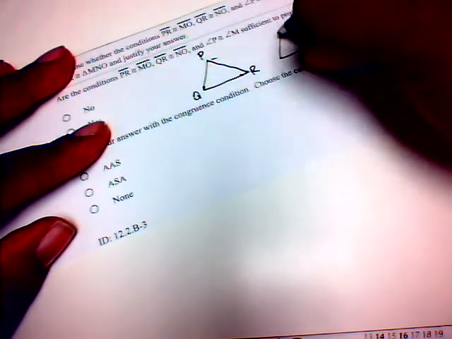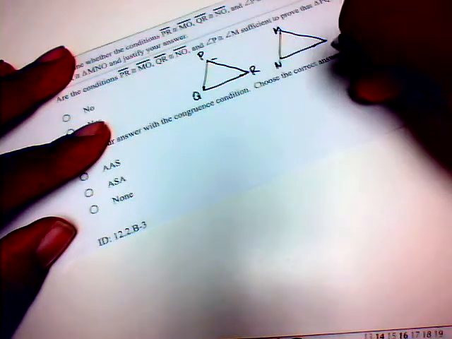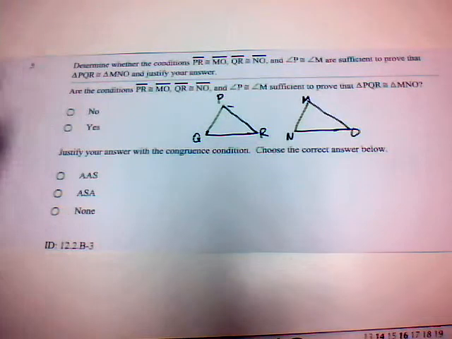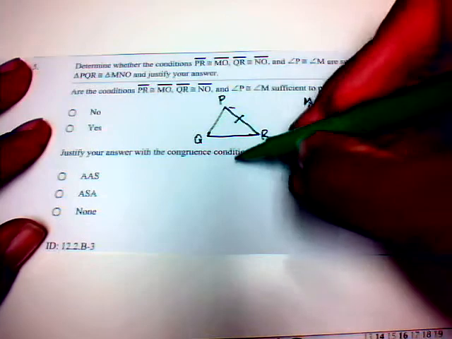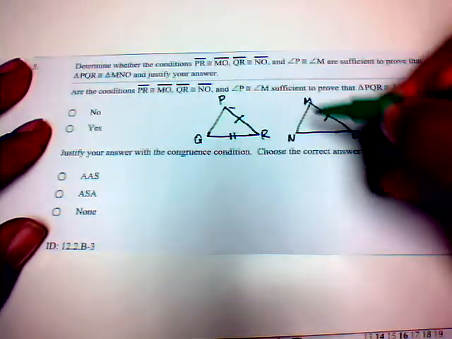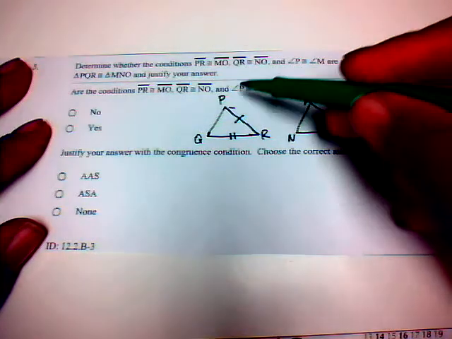Here's P, Q, R, M, N, O. So in this case here, we need to mark off those angles and those sides. Line segment PR is congruent to line segment MO. Line segment QR is congruent to line segment NO. And angle P is congruent to angle M.